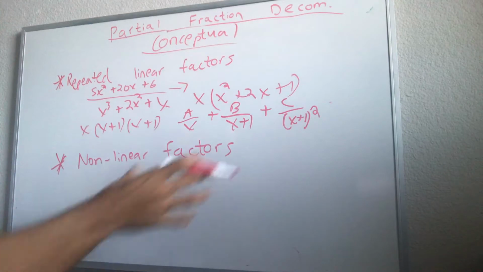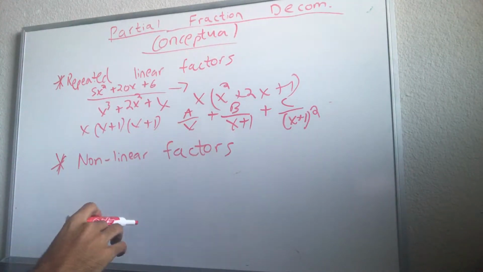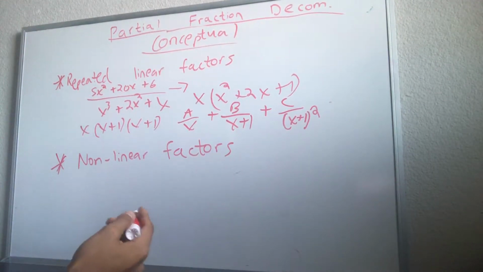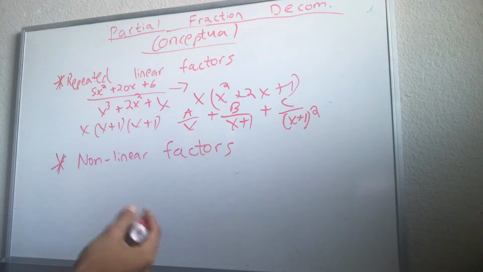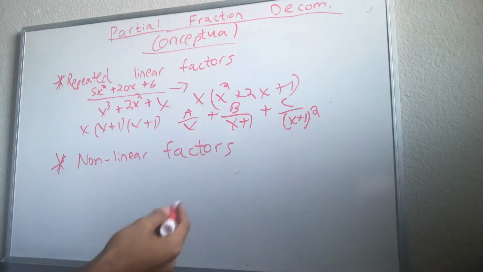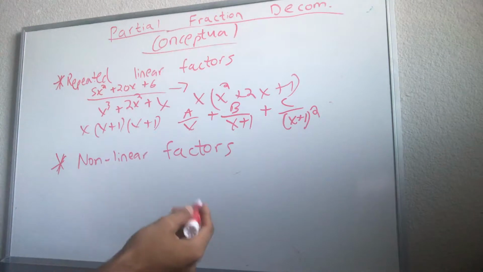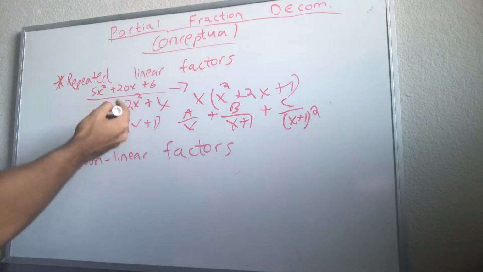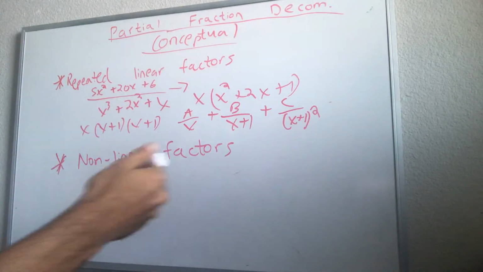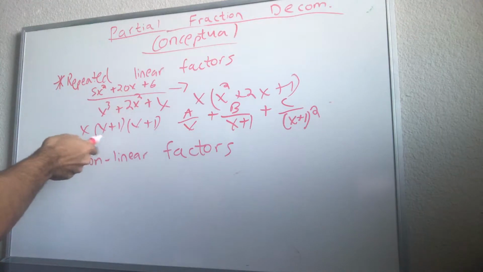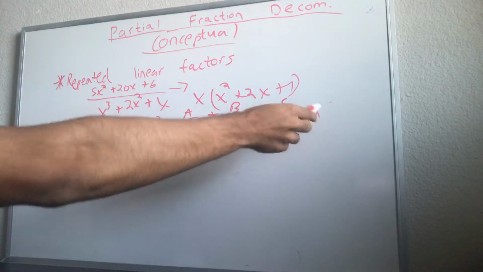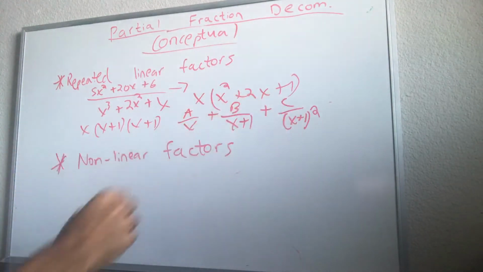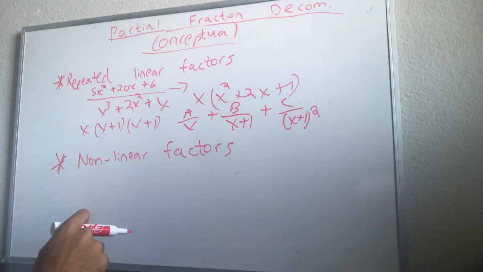That's really the area that's important to understand, because you may be given something like x times x plus 1 cubed. If you have that, then you would do A divided by x plus B divided by x plus 1 plus C divided by x plus 1 squared plus D divided by x plus 1 cubed. When you're talking about repeated linear factors, whatever degree you have, you go all the way up to that degree. Because we have x plus 1 squared here, we go all the way up to x plus 1 squared, adding those different variables A, B, C. Now you have the three different fractions.